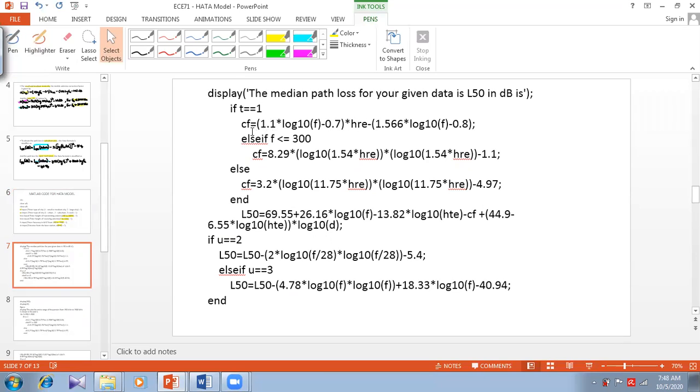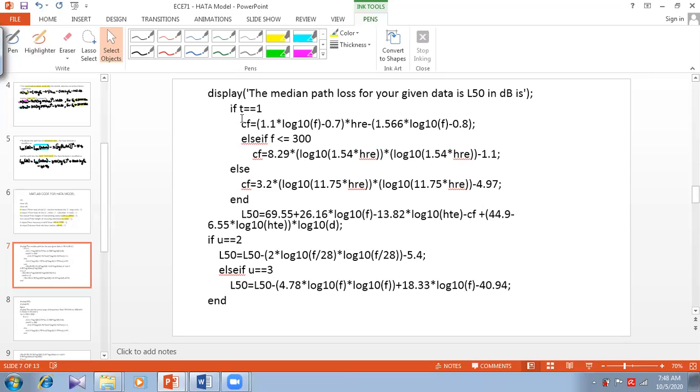Small or medium sized city. So the value of CF we know is given by 1.1 into log to the base 10 F minus 0.7, into HRE minus 1.566 into log to the base 10 F minus 0.8.